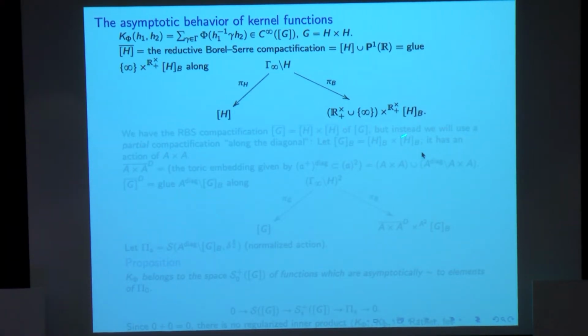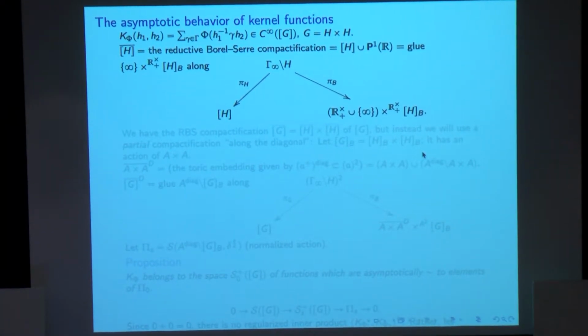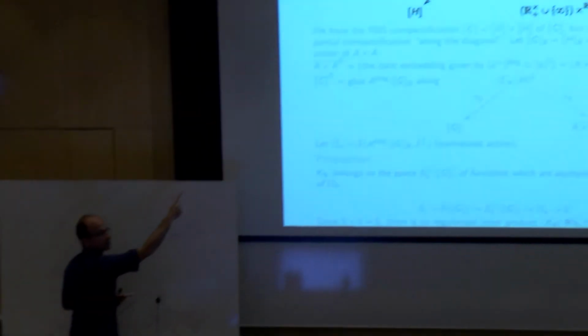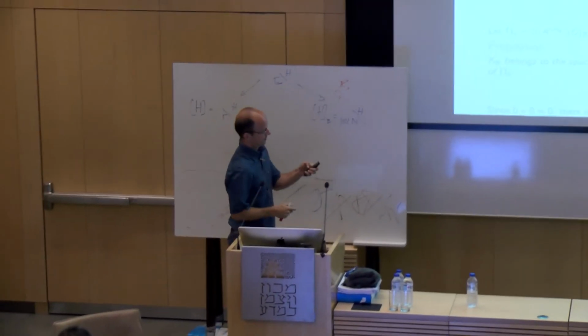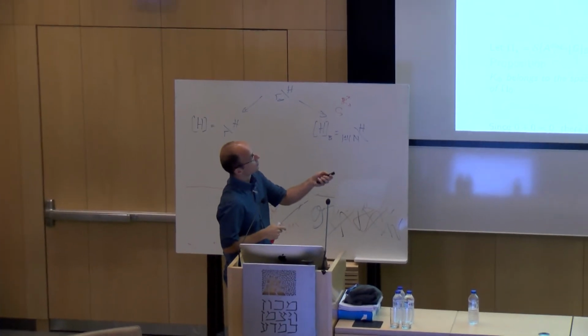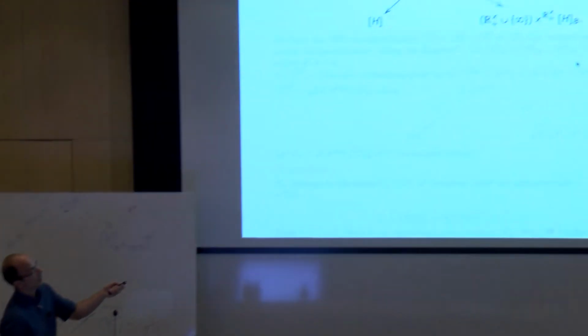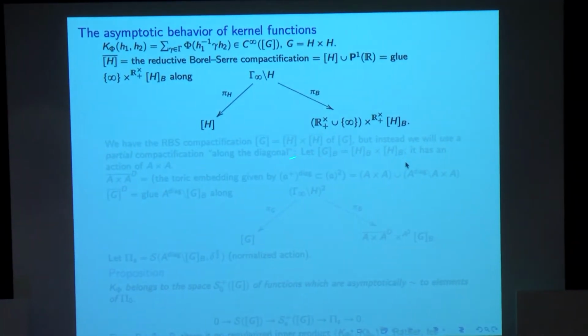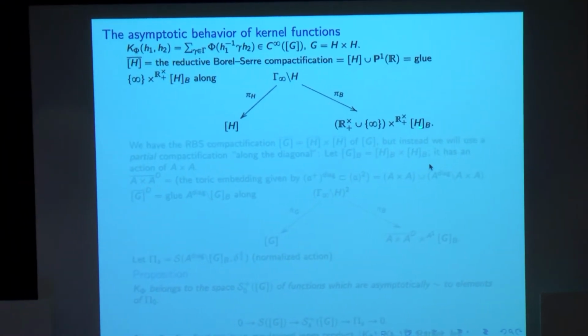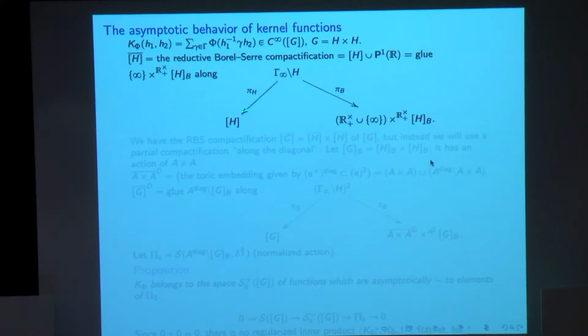So this H sub B, which is just H mod N, has an action of the torus R star plus. And now I compactify R star plus by adding a point at infinity. And then I take the product of this compactification with my space and I divide by the diagonal action of R star plus. So that adds another orbit to that space. I pull it back here and I glue it here.